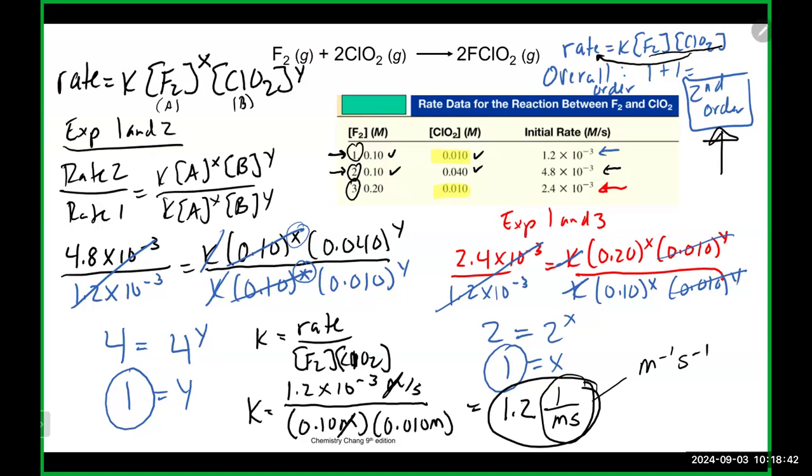Now, in this case, our orders for these on the bottom were ones. If they were some other number like 2 or whatever it may be, you would obviously need to square the number when you get down to this part, if it was a second order or something like that. So you do have to take the orders into account when you're solving for the rate constant. Any questions on those steps?